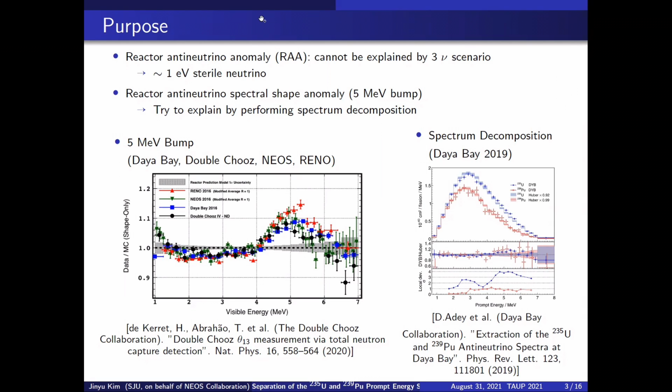Purpose. The goals of NEOS 2 are explaining the reactor antineutrino anomaly and the spectral shape anomaly, especially trying to explain the so-called 5 MeV bump by using the spectrum decomposition method. As seen in the left plot, 4 experiments measured the 5 MeV bump, and those experiments performed spectrum decomposition to figure out the origin of the 5 MeV bump. NEOS also is planned to perform spectrum decomposition.